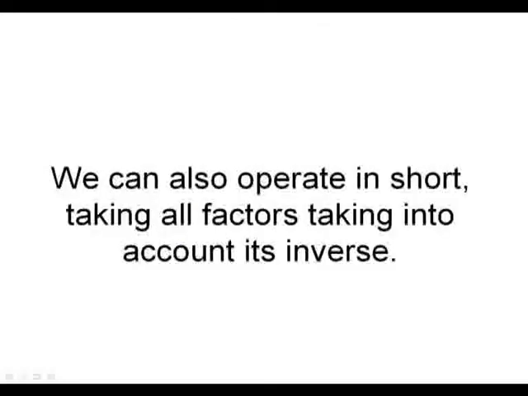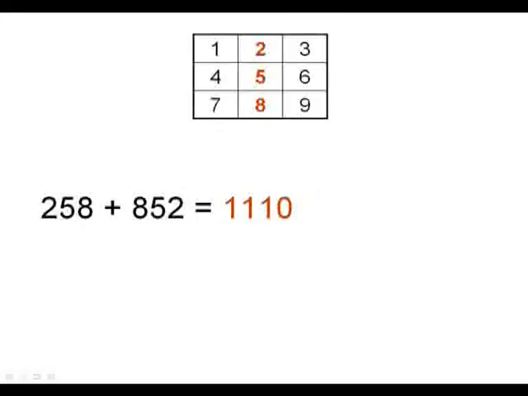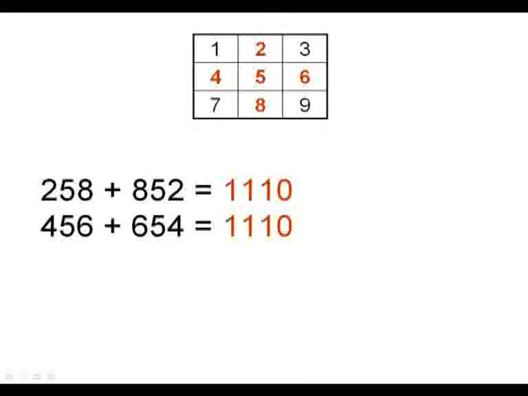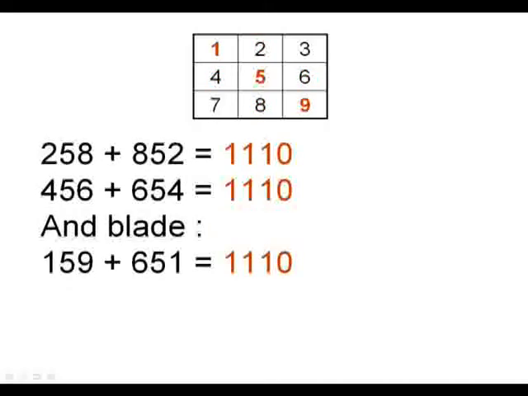We can also operate in short, taking all factors into account along with their inverse. That is, if we take the vertical 258 and 852 and join it with its inverse, the result is 1110. In the horizontal we proceed in the same way, and it gives us 1110. The diagonal gives us 1110. And the last diagonal also gives us 1110.